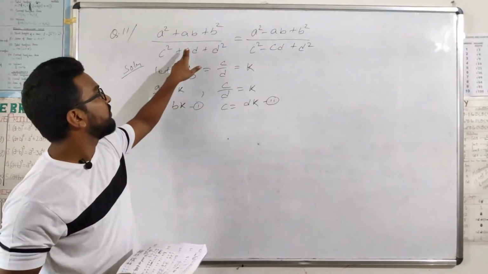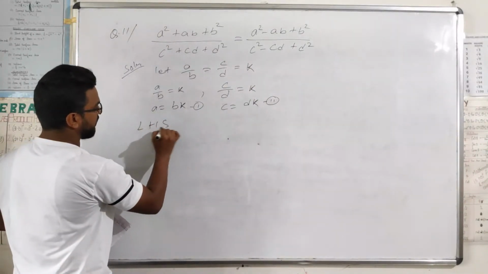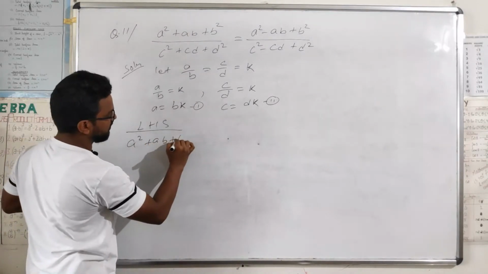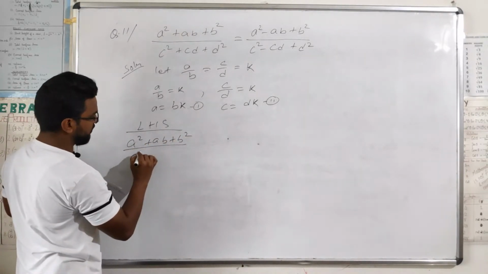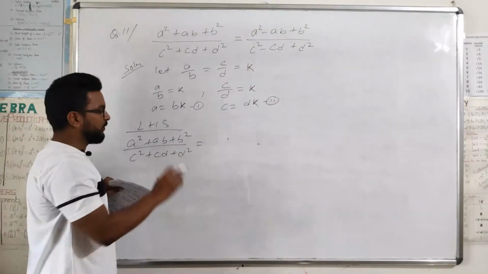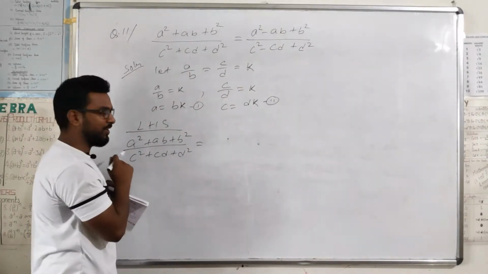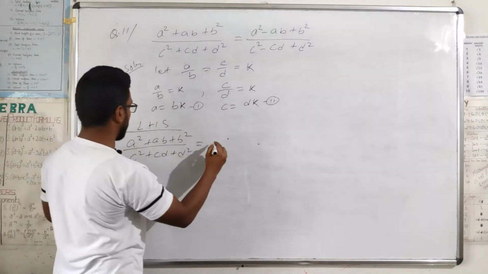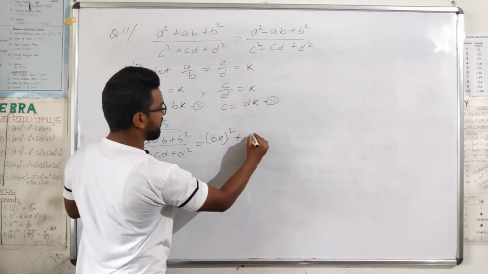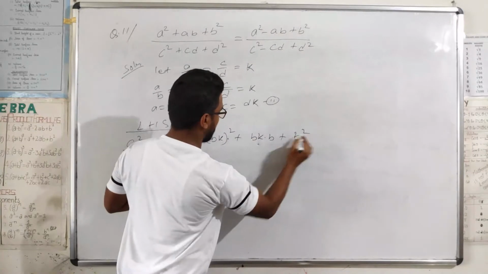Now we'll try to prove left hand side is equal to right hand side. So first of all, we'll write the left hand side. What is the left hand side? a square plus ab plus b square by c square plus cd plus d square. So you just replace the value of a and c in this ratio. What is the value of a? a is bk, so we'll write bk whole square plus ab. a is bk into b plus. So instead of b we will write b square.